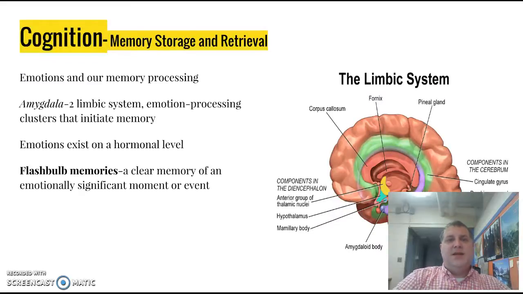The amygdala is part of the limbic system. This is emotion and processing clusters that initiate memory. Emotions exist on a hormonal level, and hormones last longer than other feelings. So this is why sometimes when you have a feeling of anger, sadness, anxiety, things of that nature, they typically last in the body longer than your other feelings, because these are the hormones and they've flooded our memories. Flashbulb memories are a clear memory of an emotionally significant moment or event.